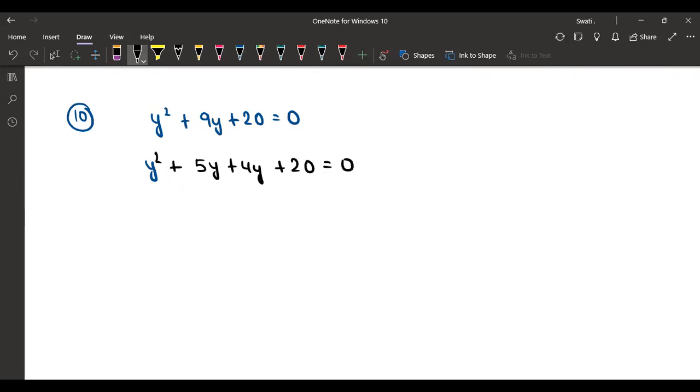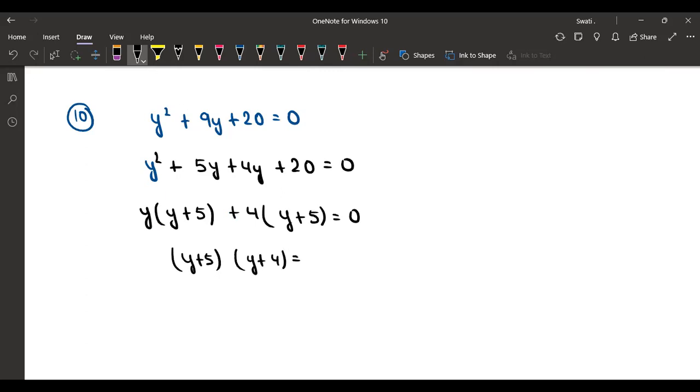Now from the first two terms, I'll take y common, so y plus 5. And from the last two terms, I'll take 4 common, so 4 into y plus 5 is equal to 0. I'll take this y plus 5 common, so I'm left with y plus 4 is equal to 0. And this simply implies y plus 5 is equal to 0, as you all know, and y plus 4 is equal to 0. So we are getting two values, y is equal to negative 5 and y is equal to negative 4. So this is our 10th question.